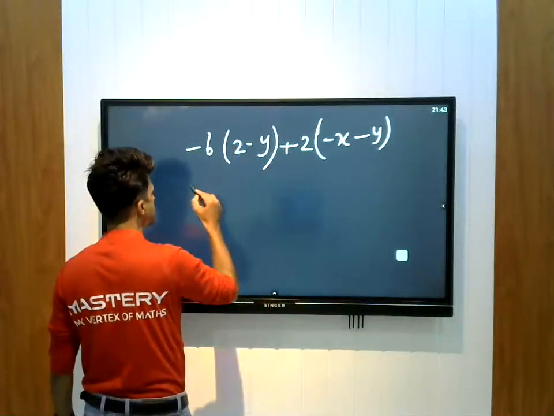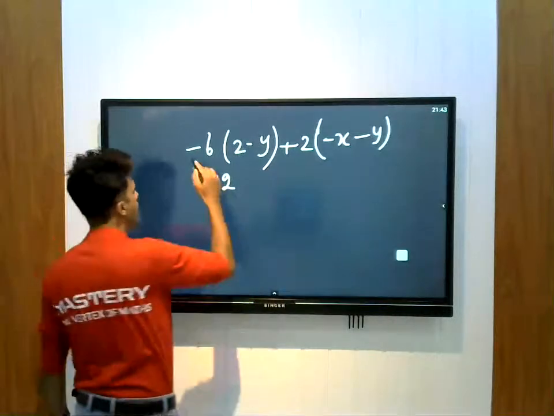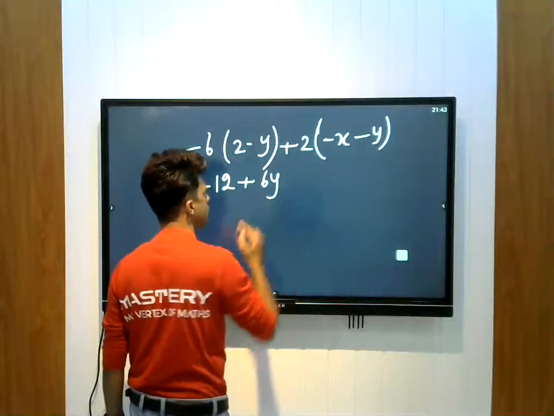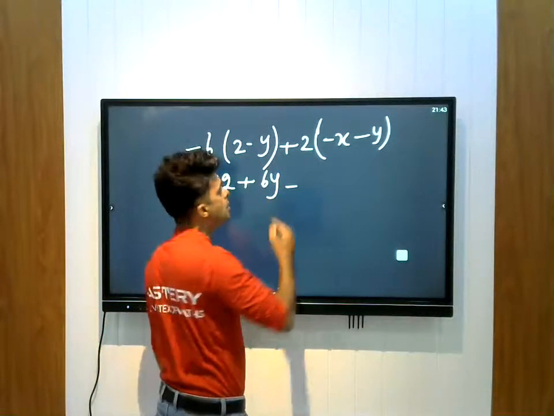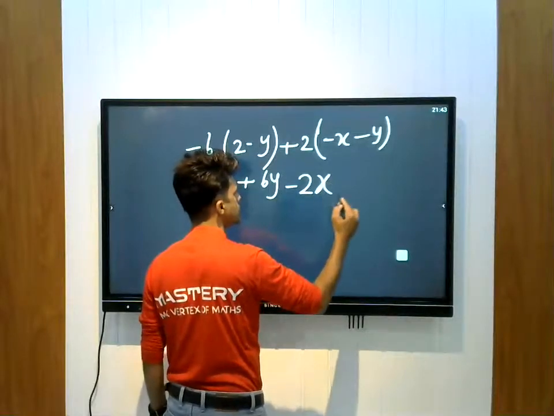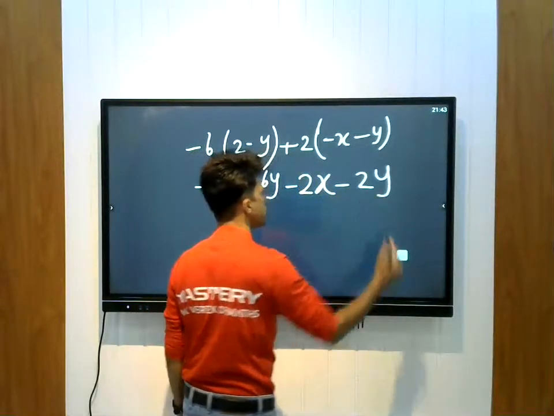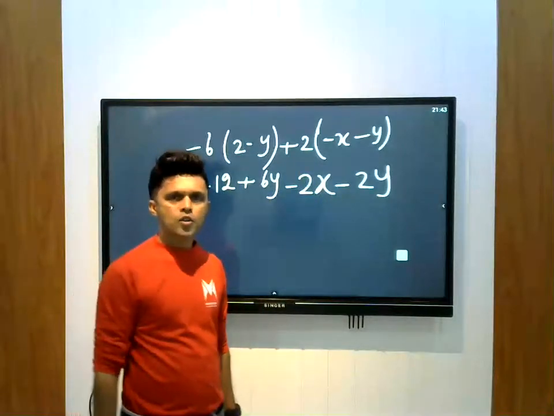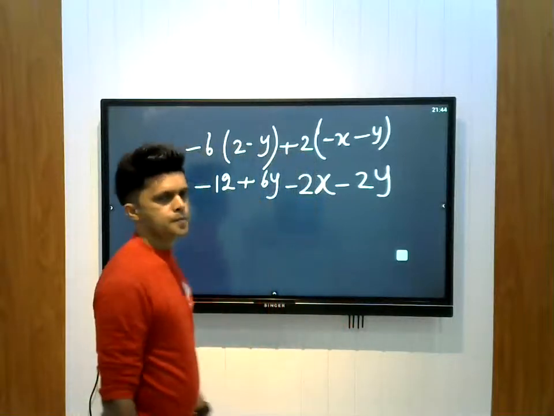Minus into plus is minus. 6 times 2 is 12. Minus into minus is plus. 6 into y is 6y. Plus into minus is minus 2x. Plus into minus is minus. 2 into y is 2y. Now simplify the like terms. How can you simplify the like terms?